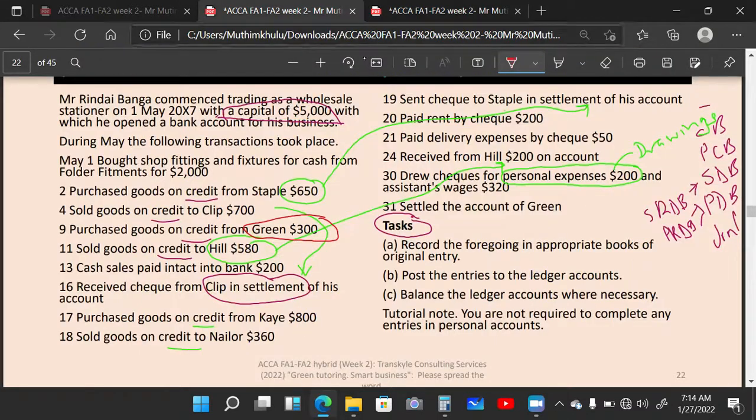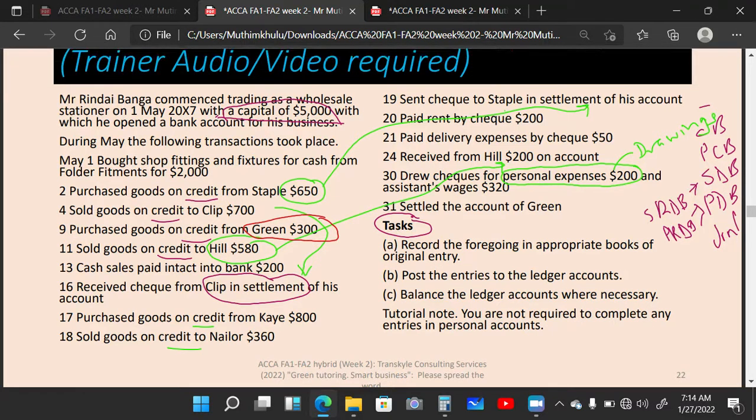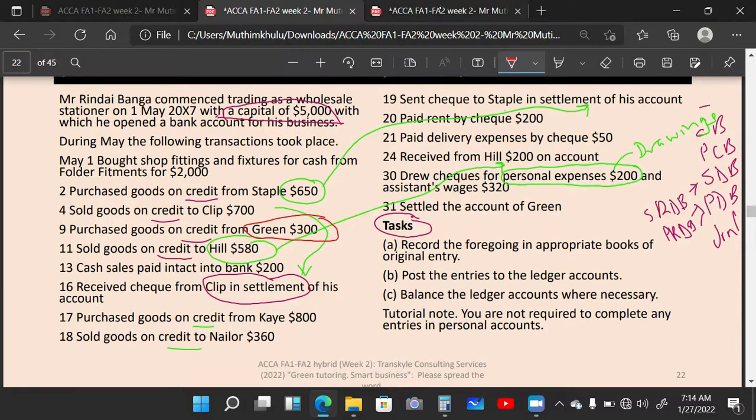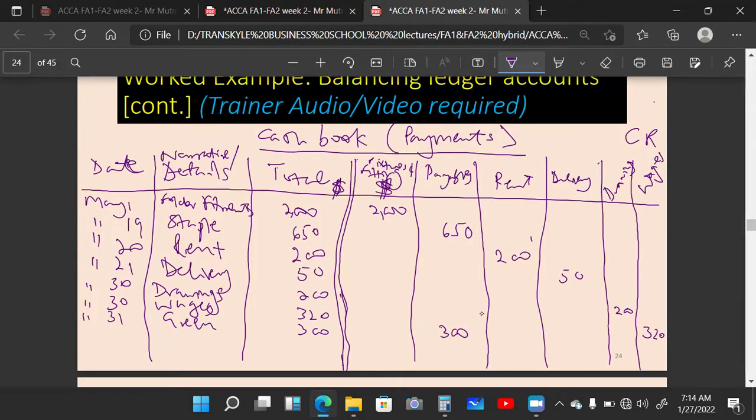Do we still have any further transactions? You can see that for the purpose of cash book completion, we've done justice, and we need to balance up the cash book. What happens is you have to add up these totals using calculators and come up with the totals here. You have to totalize everything.